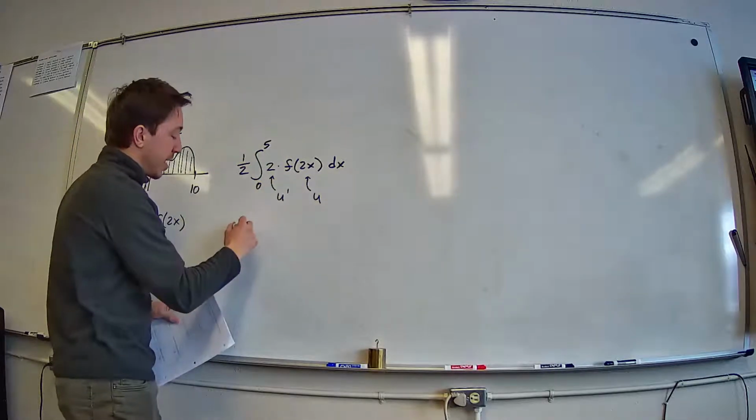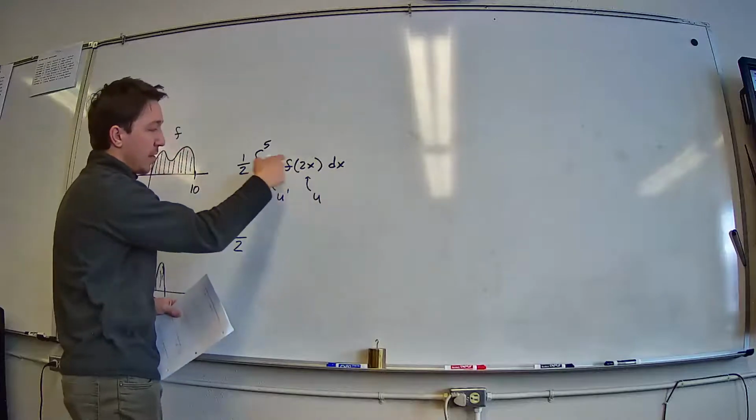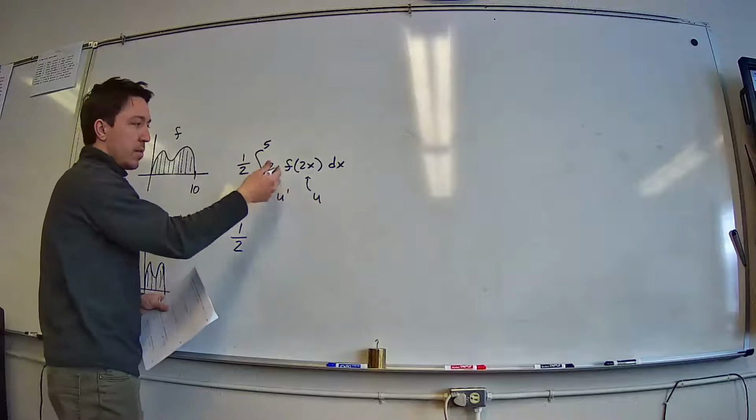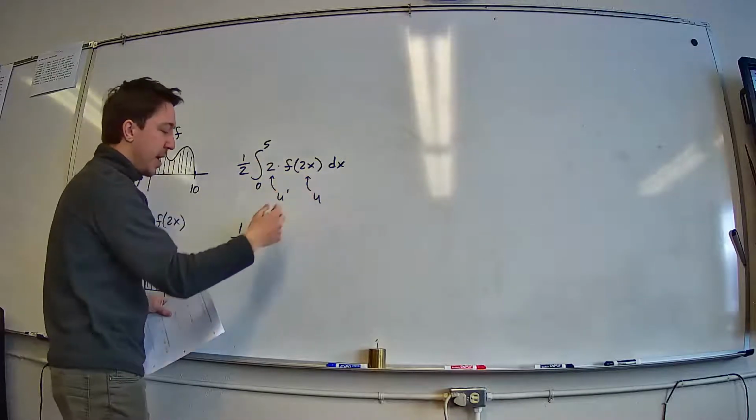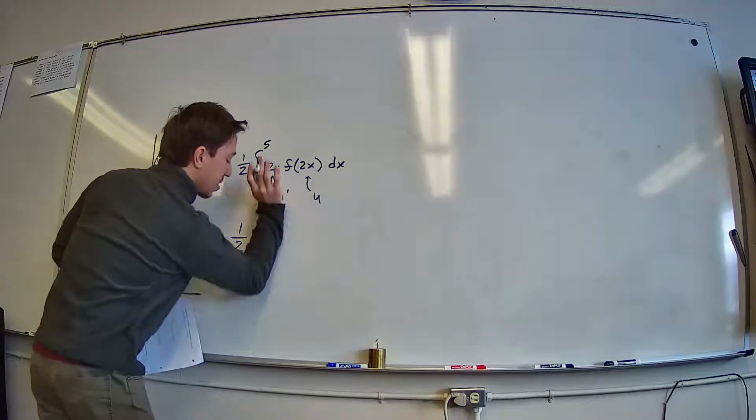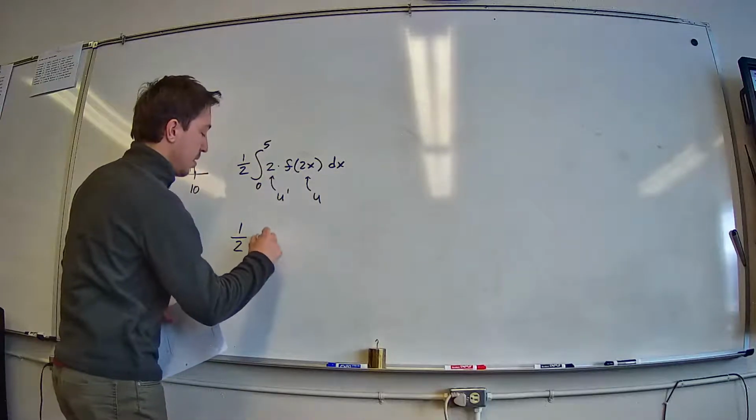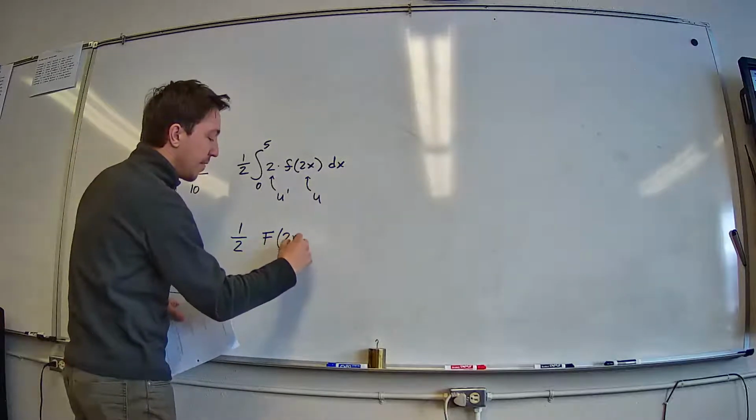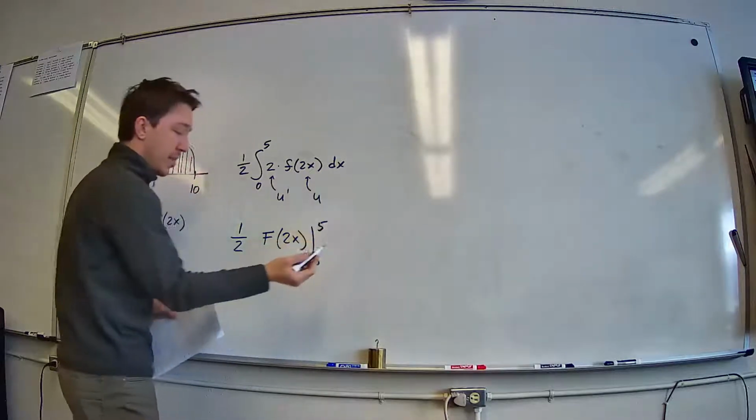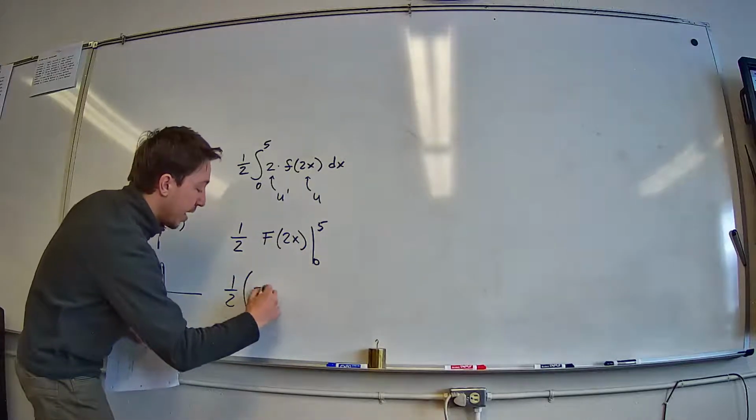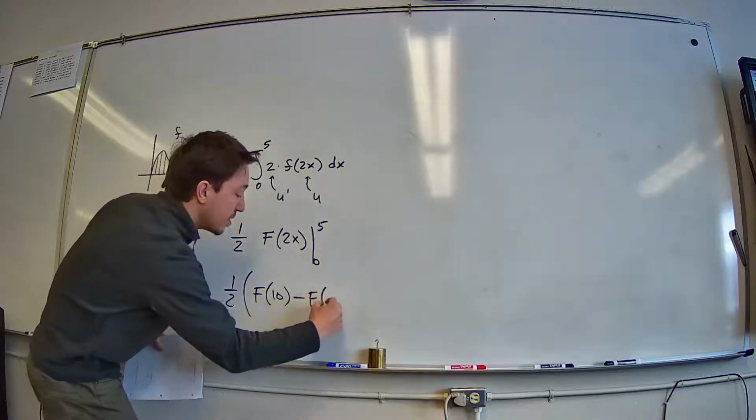And then reverse chain rule says I have 1/2 of now this would basically be the integral of f of 2x. And so what you'd have is, I'd have to write something like F to represent the antiderivative, but F of 2x from 0 to 5. But here's the thing, now when I plug in 5, I get F of 10 minus F of 0.